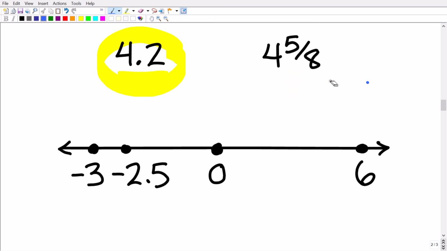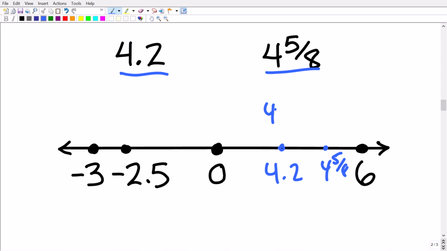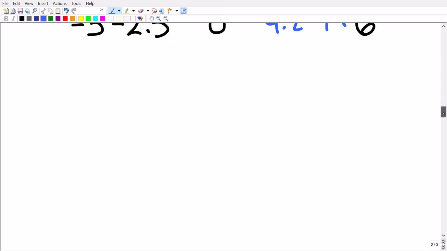But again, we need to figure out which one of these numbers is greater than, equal to, or less than the other number, right? So we're making a comparison here. There's not one way to do this, but I'm going to show you what I think is the easiest way, because we need to figure out where 4.2 is with respect to 4 and 5/8 on this number line, right? So in other words, do we have 4.2 right here and then 4 and 5/8, or is it 4 and 5/8 and then 4.2? Okay, so we've got to figure that out so we can answer this question. So let's go ahead and do this right now.